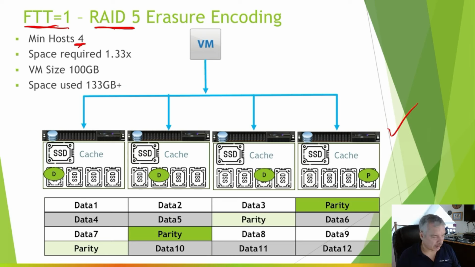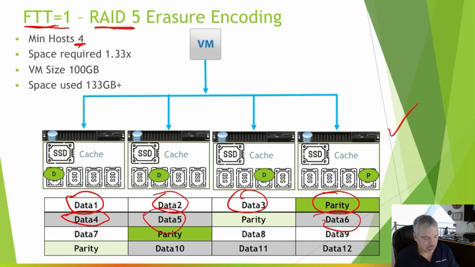So what's happening here is we're going to take our data. So from a RAID 5 perspective, I have my data, and I'm going to slice that data up into blocks, let's say. So I'll have data 1 here, data 2, data 3. Then I'll have a parity of that data. Then my next stripe, I'll have a data 4, 5, and a data 6. And I have the parity.